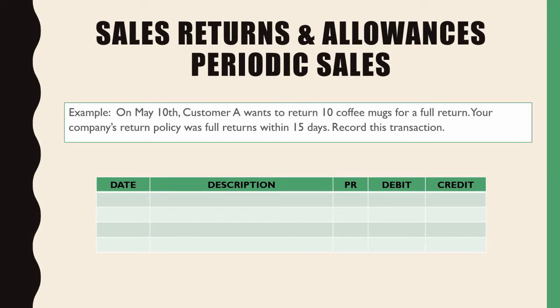All right? So, as I've mentioned before, you cannot undo sales. So in this case, what do you think we should be doing? And what is the idea behind this? If customer A is going to return 10 mugs for a full refund, how do you think we should record this?